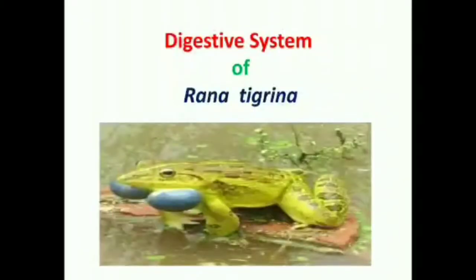So I am again here to explain to you the digestive system of frog, that is Rana tigrina. In my previous lecture I explained the morphology and skin of frog. Now digestive system, as you all know, in higher animals consists of two parts, an alimentary canal and digestive glands. So frog also carries the same. It has a long alimentary canal which is a complete alimentary canal. That means it has two openings, mouth at one end and anus at another end.